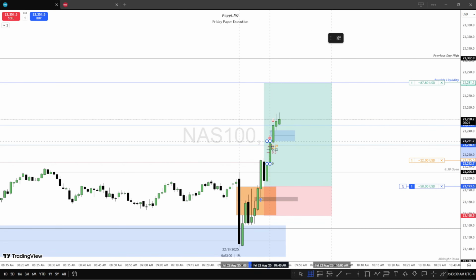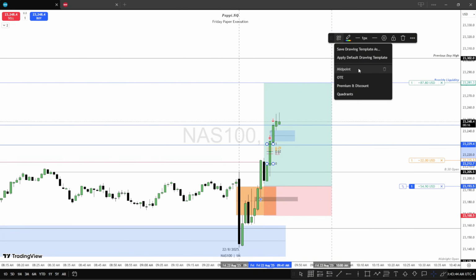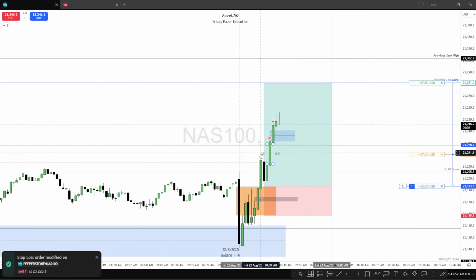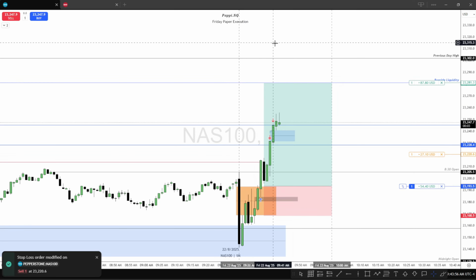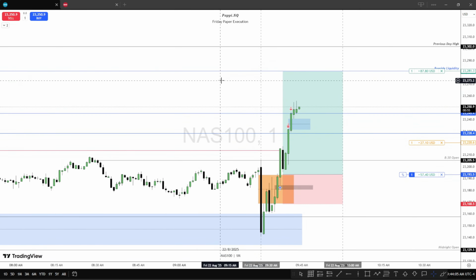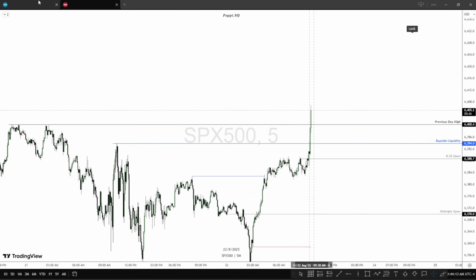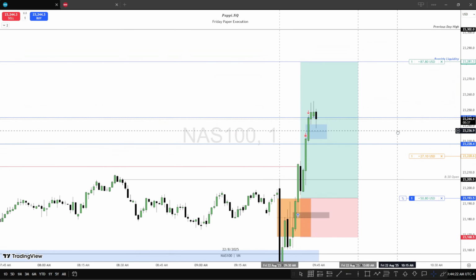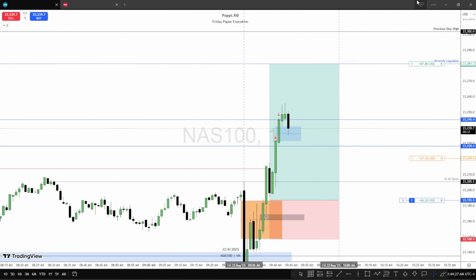And here you can see I'm trying to put my stop loss just at the consequent encroachment of the fair value gap just below the bullish fair value gap that we have above us. And that's where my stop loss is right now. Yeah, so we just tapped into that gap. I'm expecting to see that gap take us higher.